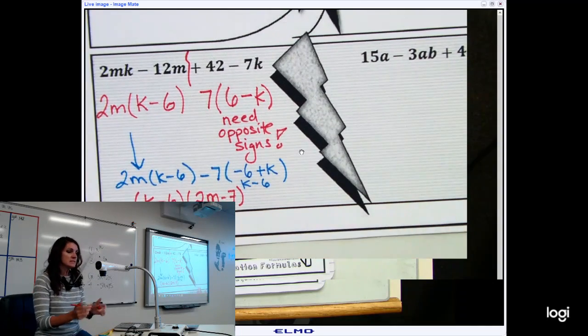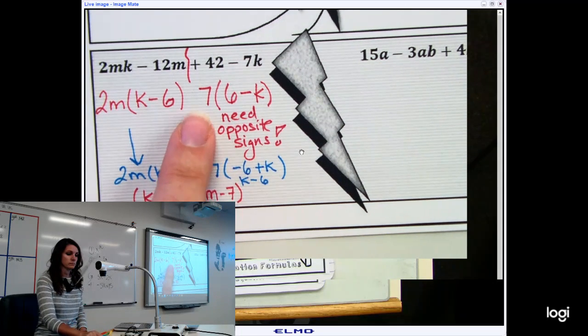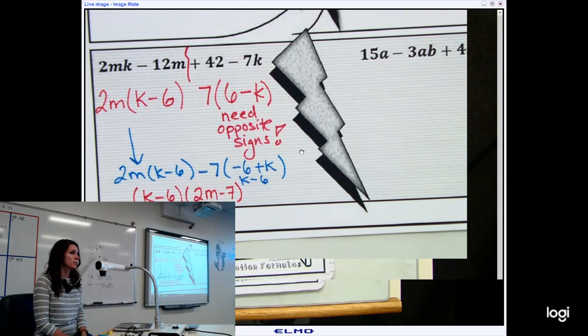So what's the sneaky little trick if you've got all the right numbers but the wrong signs? Change the signs of the factors. Yeah, just factor out the opposite sign, factor out a negative.